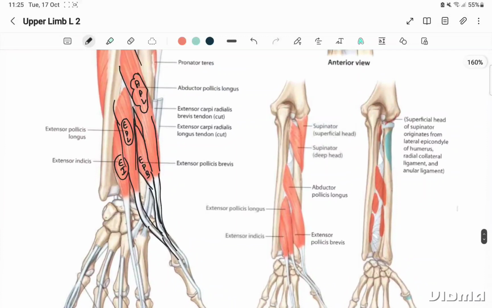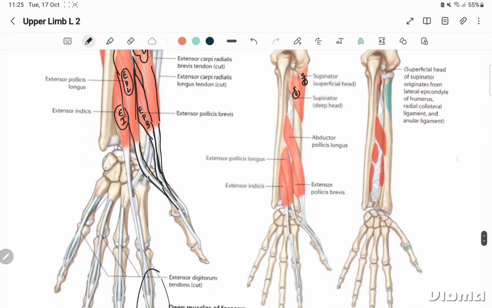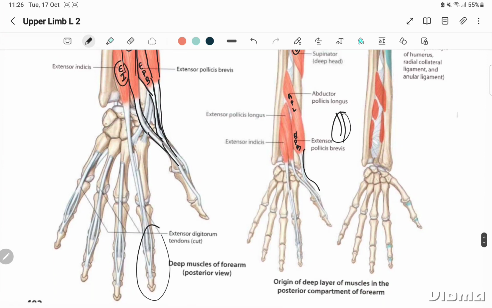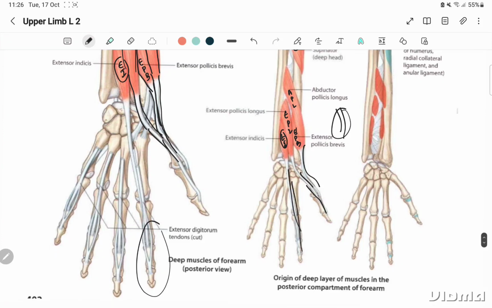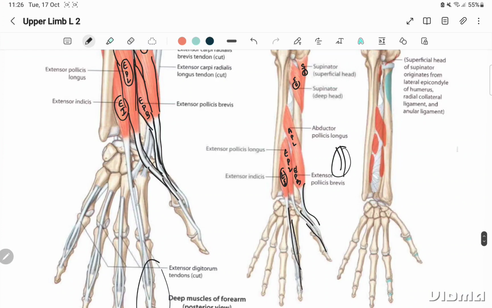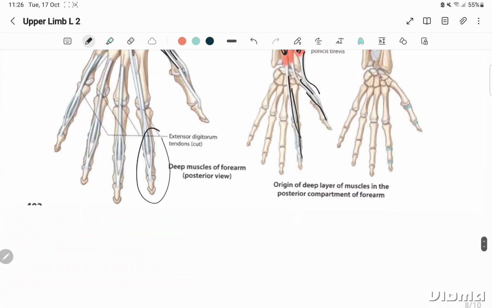Here we have a clearer diagram also. This is the supinator, the superficial head, and the supinator, the deep head, and the abductor pollicis longus here, the extensor pollicis brevis here. APL tendon and EPB tendon are just going together. Okay, we'll see in the boundaries of the anatomical snuff box also after this topic. Then we have the extensor pollicis longus tendon here, which is going to the thumb, and the extensor indicis also, which is going to the index finger. Okay, we have the 5 muscles of deep compartment and posterior compartment of the forearm.